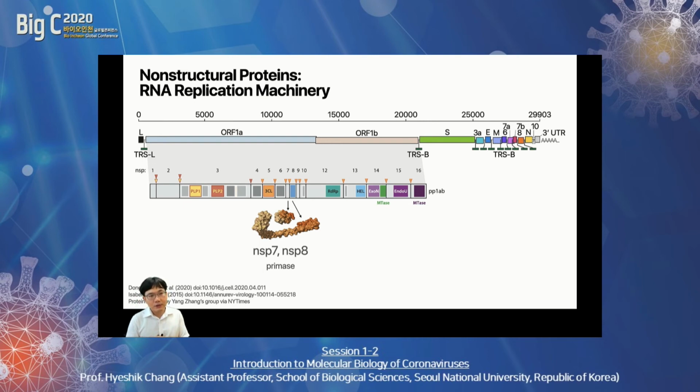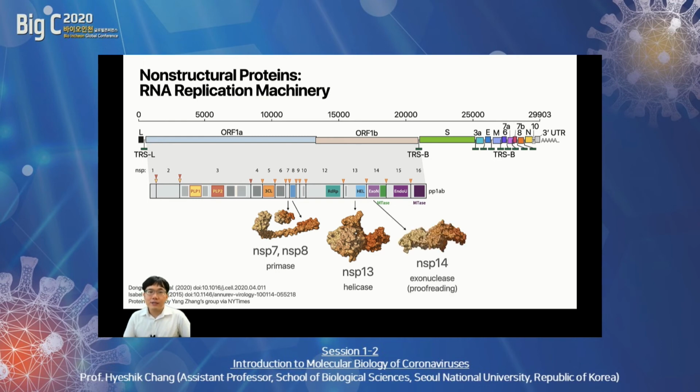These are NSP7 and 8, enzymes called primase. They assist RNA replication. To be more specific, they help RDRP for RNA replication. RDRP needs primer to begin a replication process, so NSP7 produces the primer with the help of NSP8. Then comes NSP13. I mentioned that RNA is like a magnetic necklace, highly likely to get stuck to each other. Once they get stuck, it is quite difficult to copy. This can be resolved by the helicase.